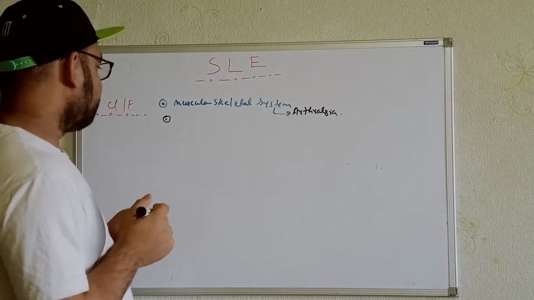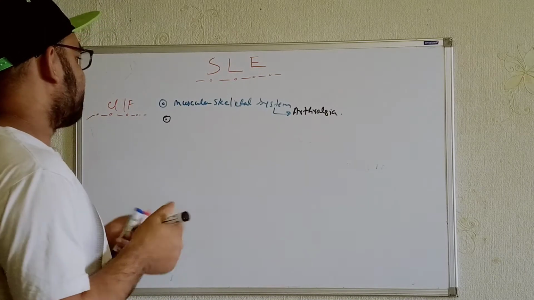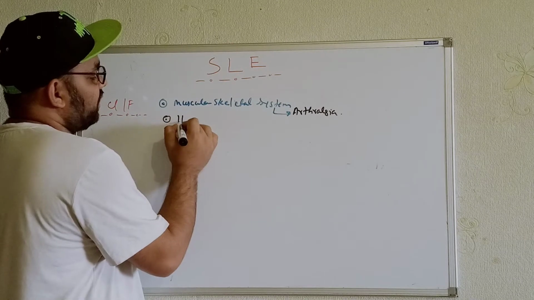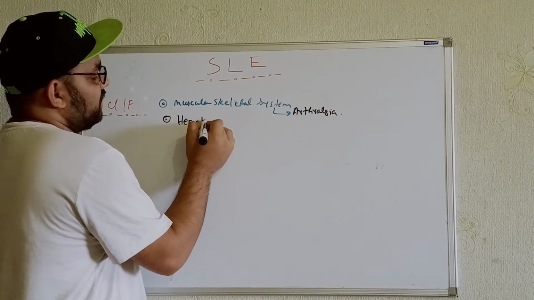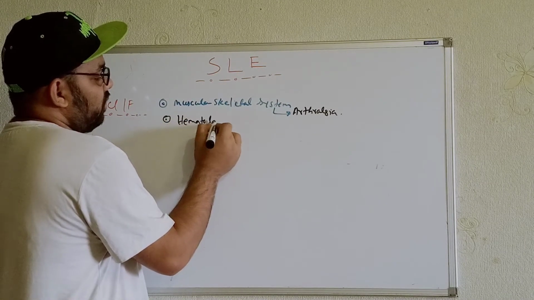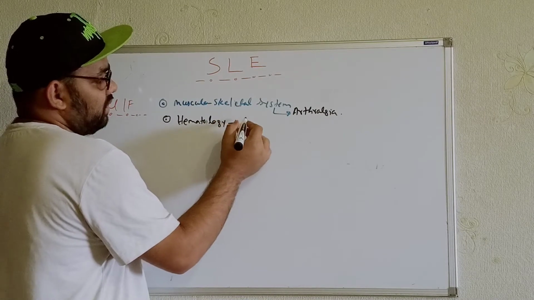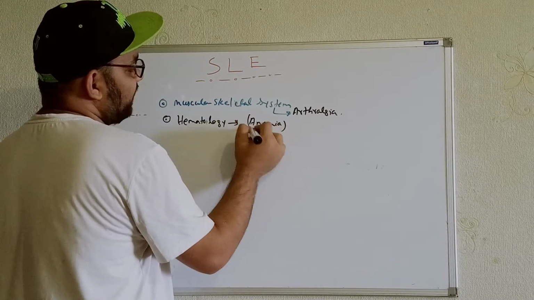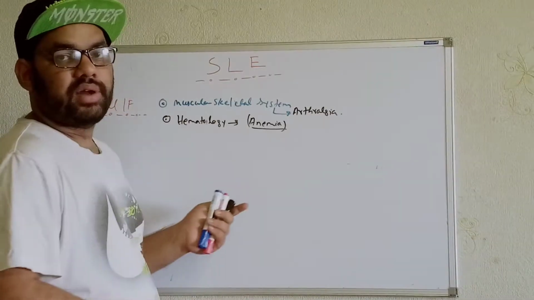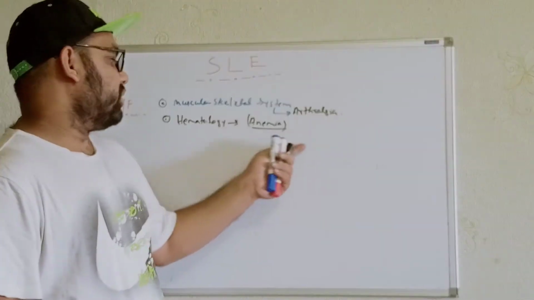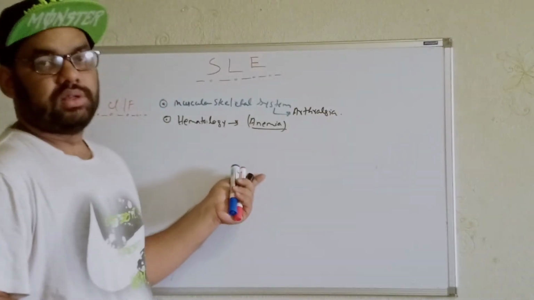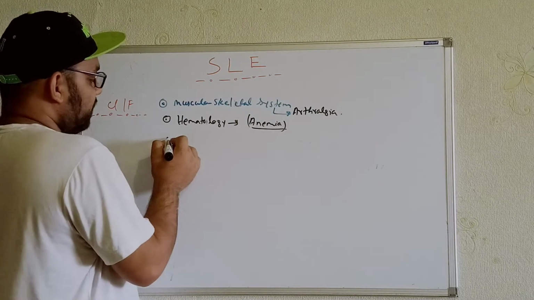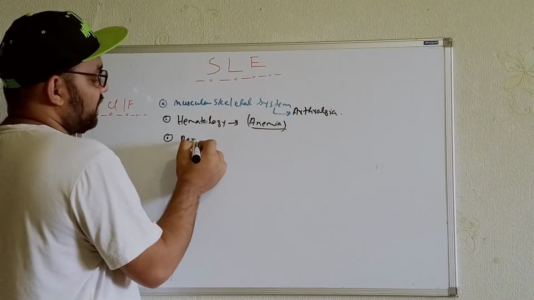The next, as far as hematology is concerned, what type of thing will we see? Whenever we talk about hematology, we'll get anemia. Why do we get anemia? Because in these cases there will be production of anti-erythrocyte antibodies that will destroy the erythrocytes. As a result we'll see anemia. Now we'll talk about dermatology, and what type of thing we'll see there.